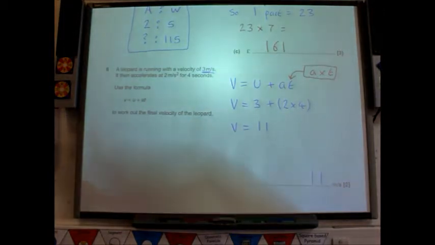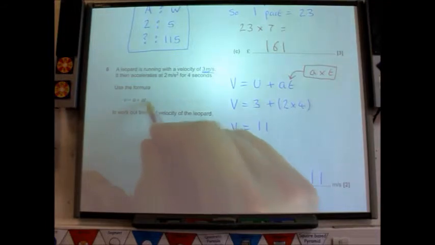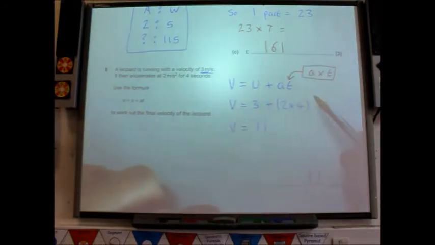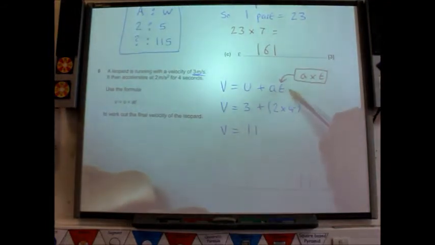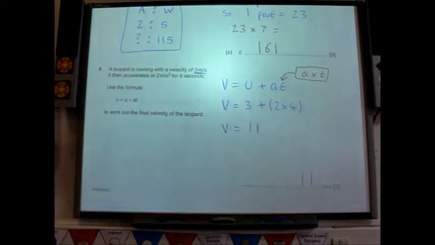You could probably work out that u was 3, because 2 and 4 are quite clearly these two here. So anyway, here we go. v equals u plus at, and at means a times t. I hope you're aware of that. So u is 3 plus at, which is 2 times 4. 2 times 4 is 8. 3 add 8 gives you 11, so it's 11 meters a second. Again, show your workings as much as you can.